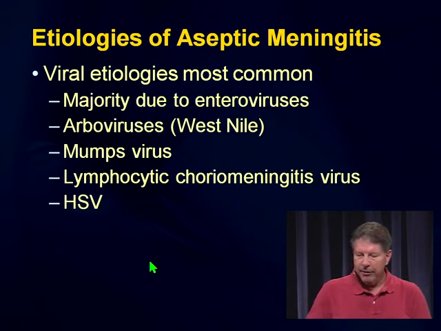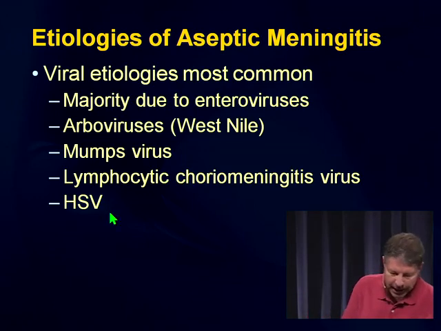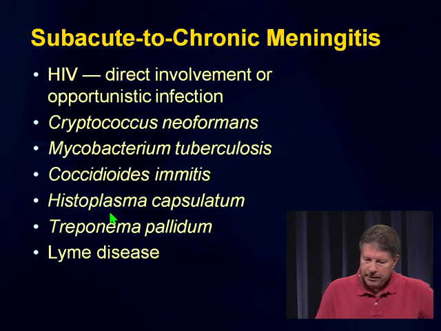Aseptic meningitis, most cases are due to viruses, particularly enterovirus. We'll talk about West Nile tomorrow. Don't forget lymphocytic choriomeningitis, and we'll talk about why tomorrow. But remember, this is with the hamsters. Lymphocytic choriomeningitis with the hamsters, and then herpes. You always think about someone with an encephalitis too.